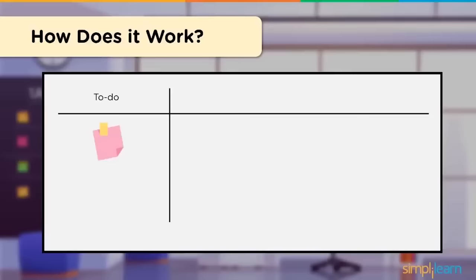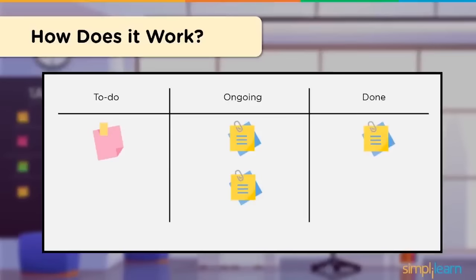There's the to-do list, which represents items that need to be completed. The ongoing column, which represents items that are being currently worked on. And the completed or the done column. Now these represent tasks or items that have already been completed.